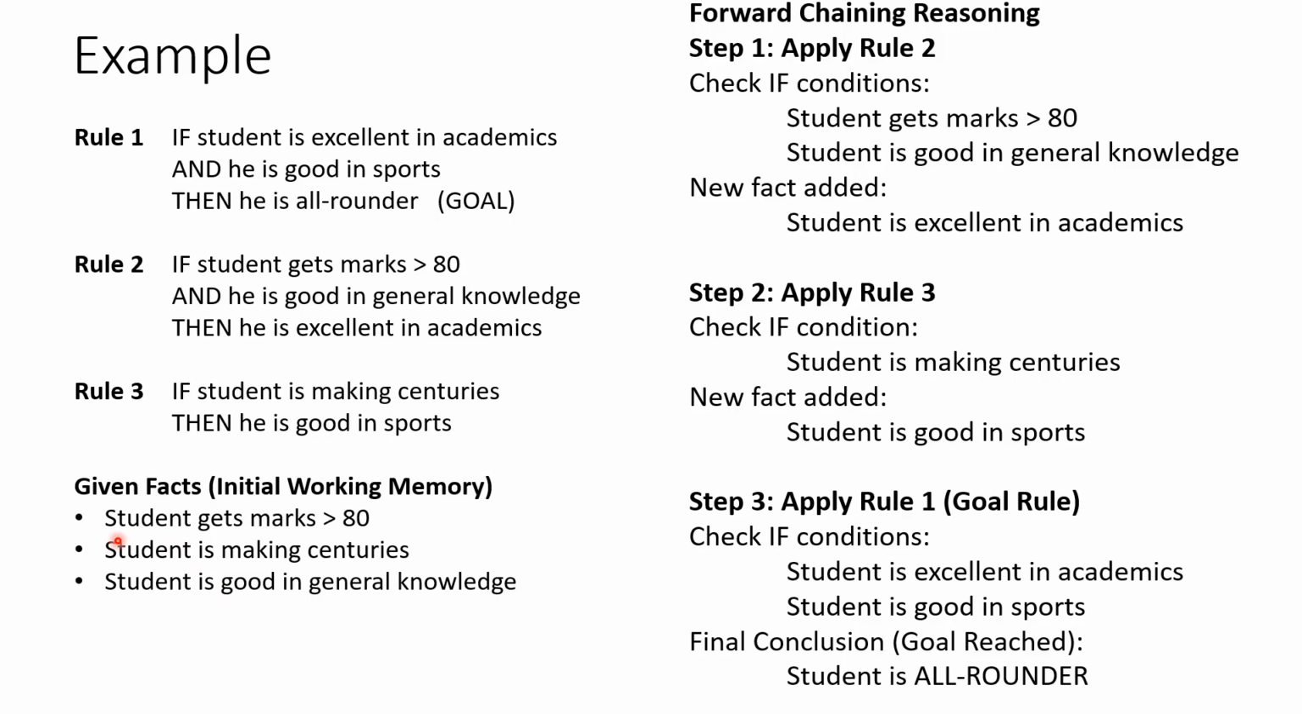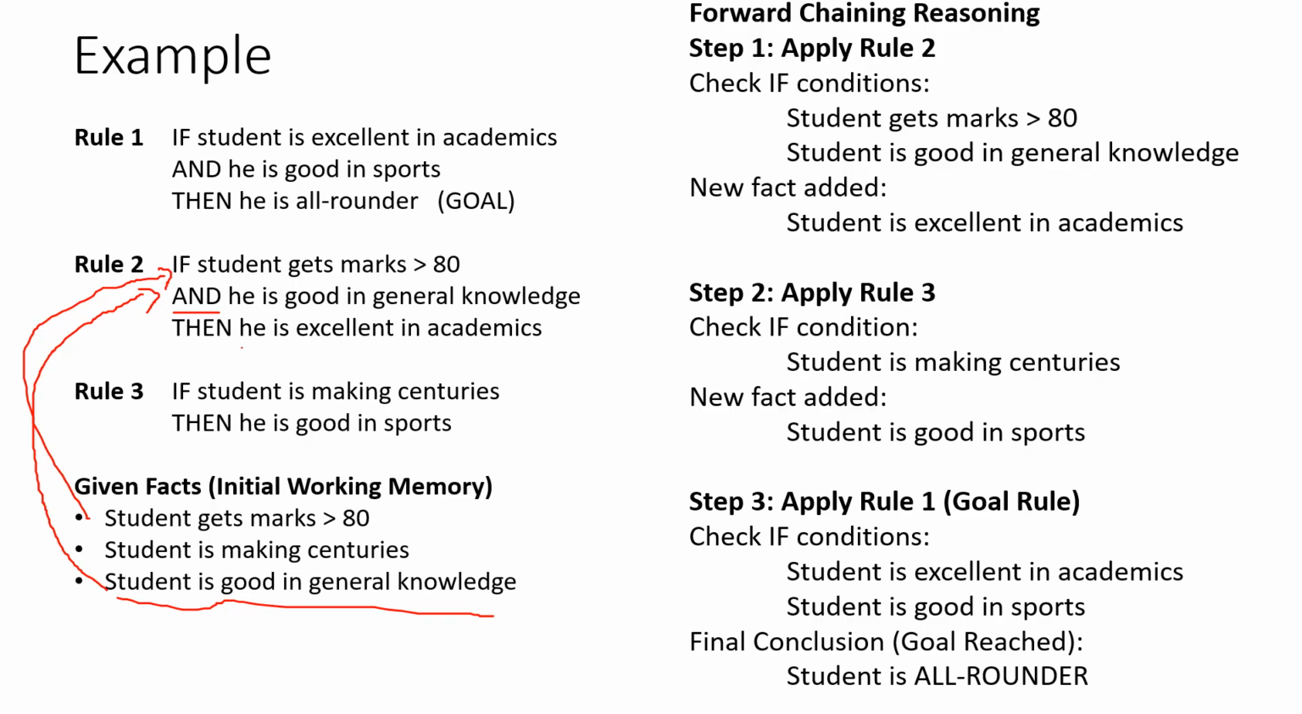So usually we start from the first fact, that is student gets marks greater than 80. So we will check whether it matches with any of the rules. Here you can see that it matches with the first condition of rule 2, if student gets marks above 80. But there is one more condition, there is an "and". So if this is also true, then only we can fire this rule. So we will check in the facts whether it contains he is good in general knowledge. Yes, he is good in general knowledge also. So we can say that this is satisfied. The rule 2 condition is satisfied, so we can fire this.